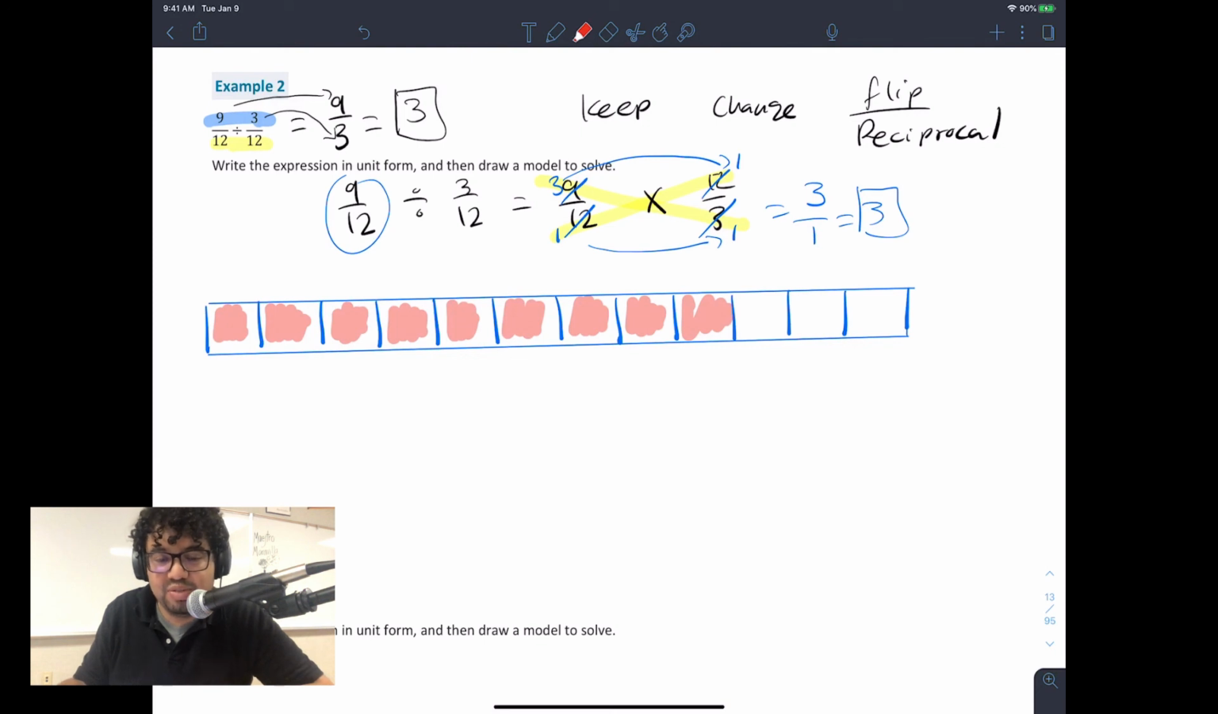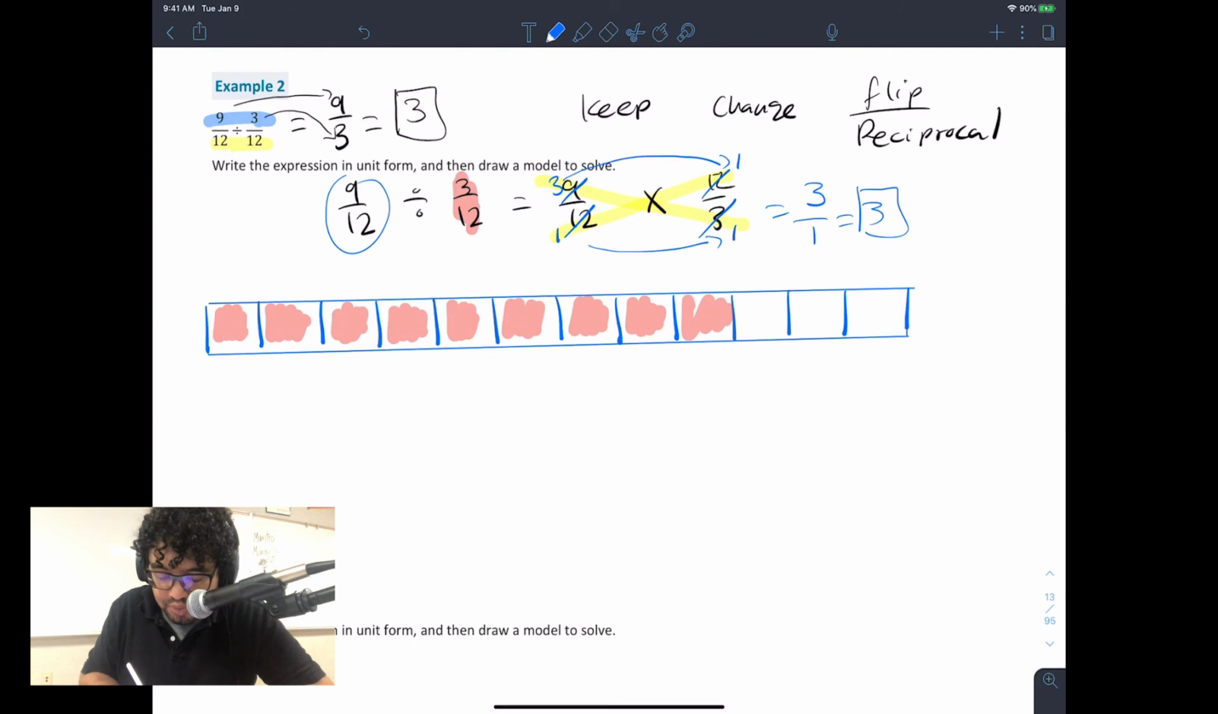That's my first fraction. My second fraction says it's 3/12. So I have to divide that into pieces of 3/12. So once again, I'm going to look at that and I'm going to divide. See how many groups of 3/12 I can make, and that's my answer. The number of groups I can make of 3/12 will be my answer.